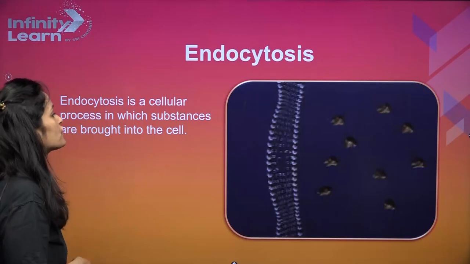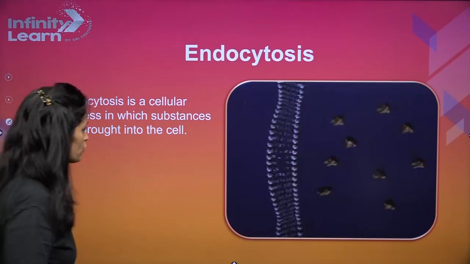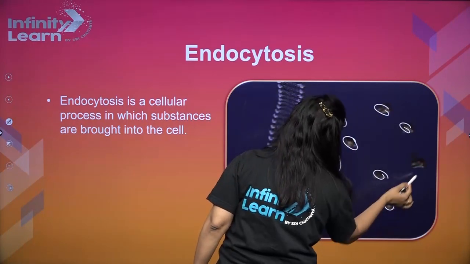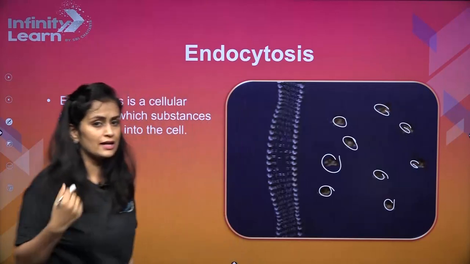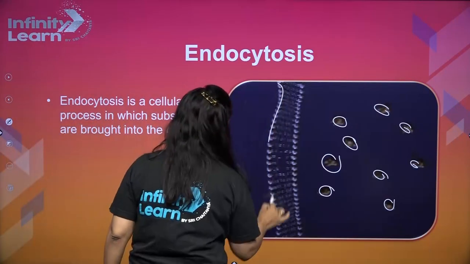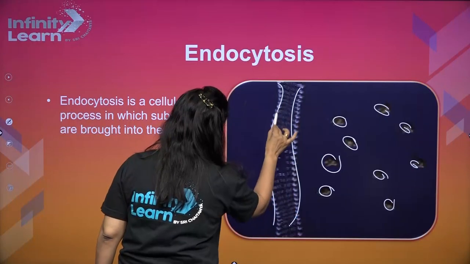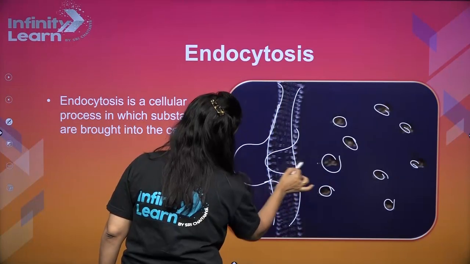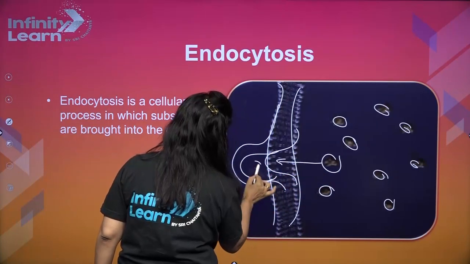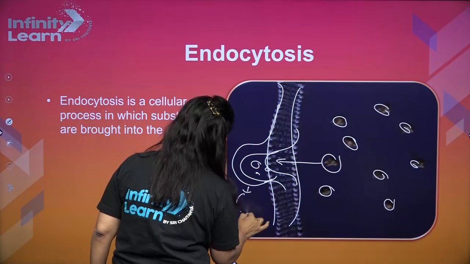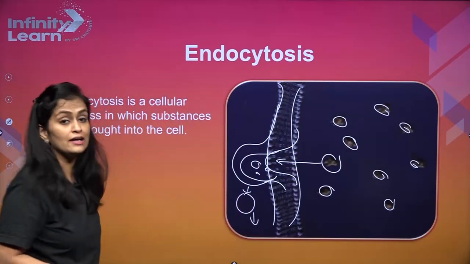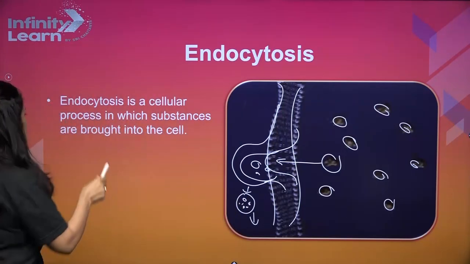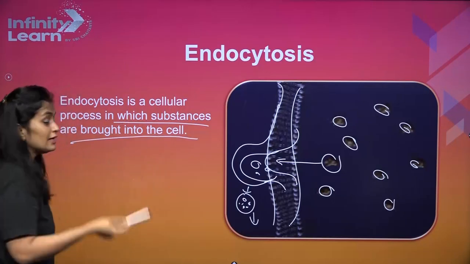Then we have endocytosis. In case of endocytosis, what would happen? These are the macromolecules which are coming from outside, and your cells need to transport them inside the cell. This is the plasma membrane. It will simply pinch out like this, and these molecules would be fitted over here. Then it will pinch in, make a vesicle, and that's how it is taken inside the cell. So endocytosis, substances are brought into the cell.